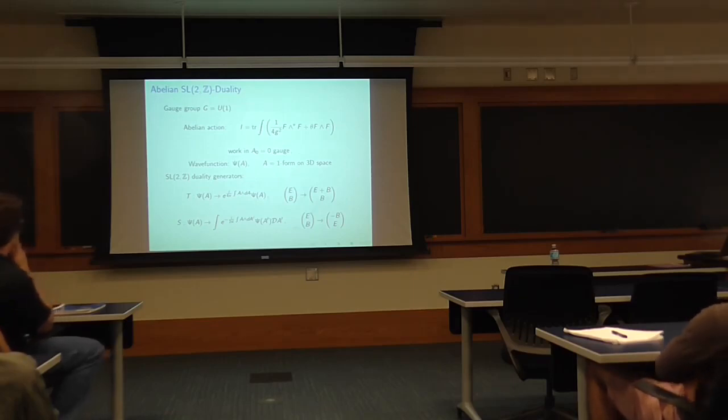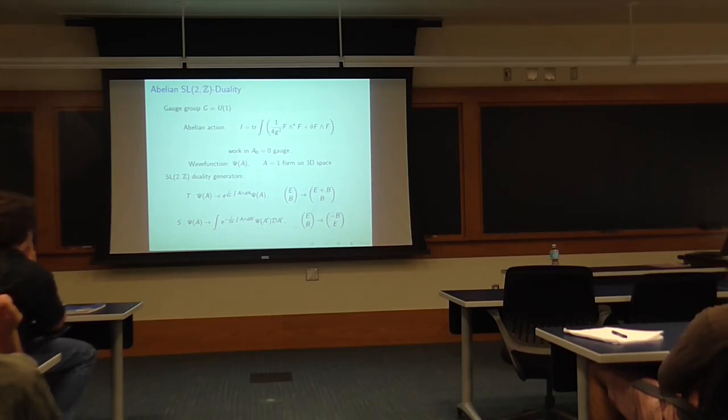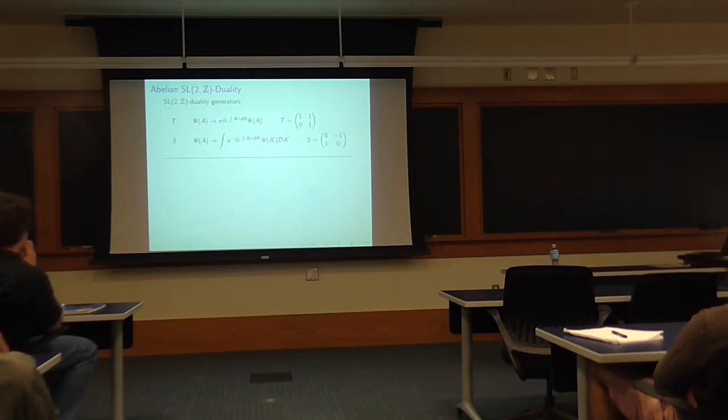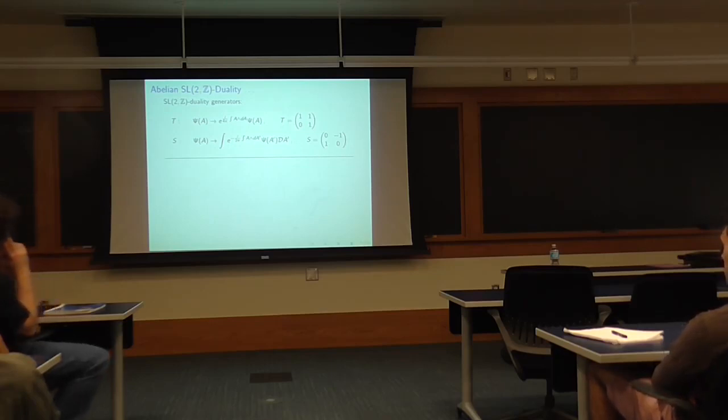So now we know this is how the operators act if the circle were in the time direction. But we can now Wick rotate and just insert these pieces at the point in question, and that will do the quantum mechanical trick. So again, these are the SL2Z generators. T acts by inserting the Chern-Simons piece. S acts by Fourier transforming with the Chern-Simons piece.